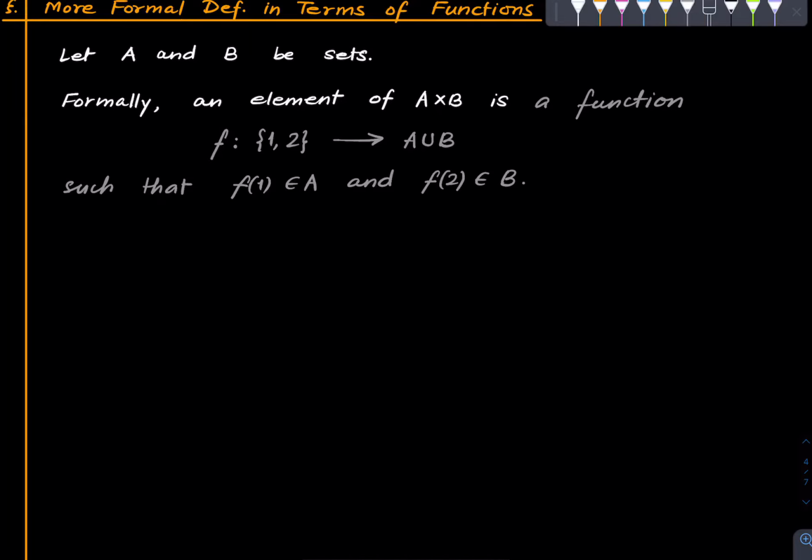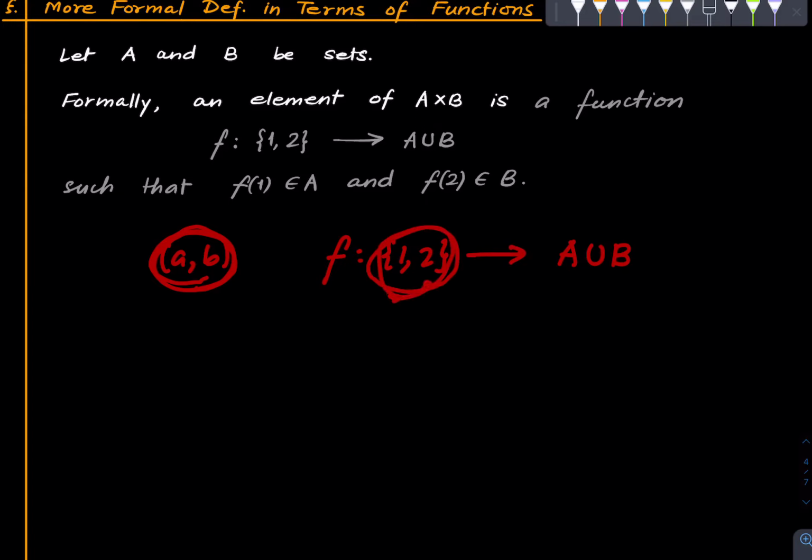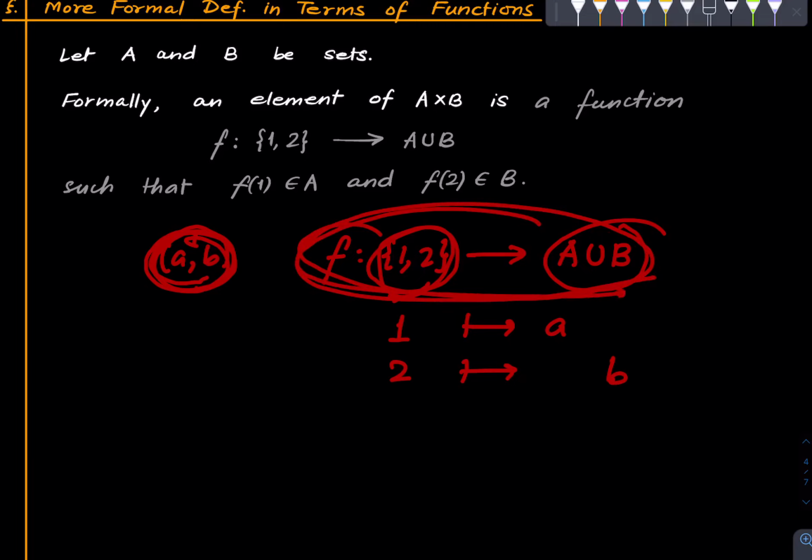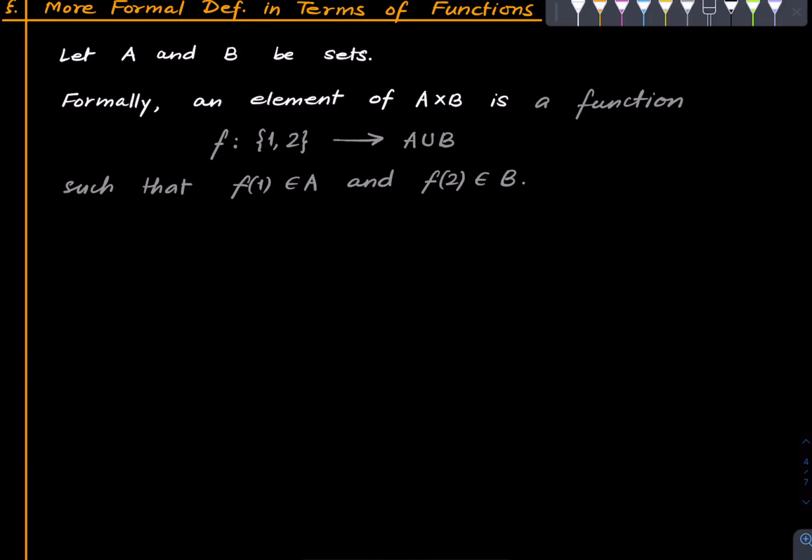So one should be able to relate this with our more intuitive notation. When we are given this ordered pair, what function do we think of it as? We think of it as the function which takes 1, 2 to this set in the way where 1 maps to little a and 2 maps to little b. So to this we associate this function, and whenever we are given any such function, we can get an ordered pair.